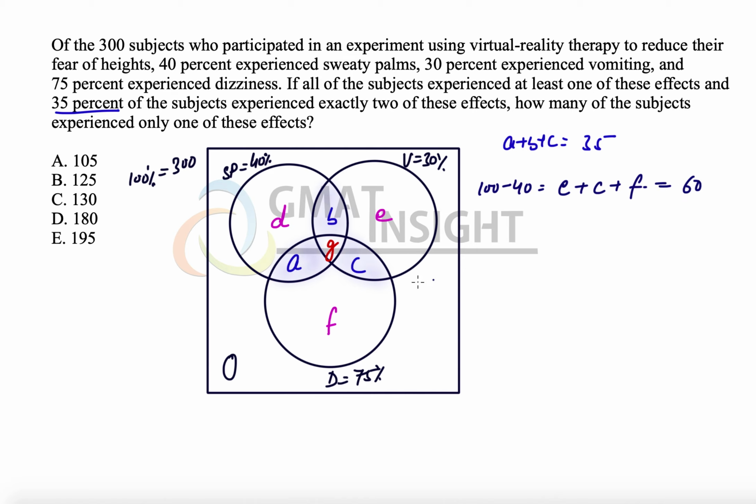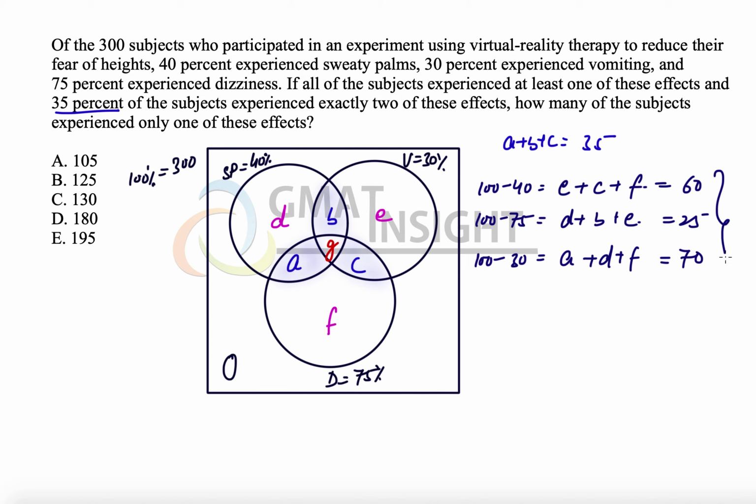We are going to make two more similar equations. D plus B plus E, because this entire circle is 75, so everything outside the circle will be 100 minus 75, which is equal to 25, and outside the circle the variables are D plus B plus E. Similarly, this circle is 30, so everything outside this is 100 minus 30, that is equal to 70, and outside this the variables are A plus D plus F, which is equal to 70.